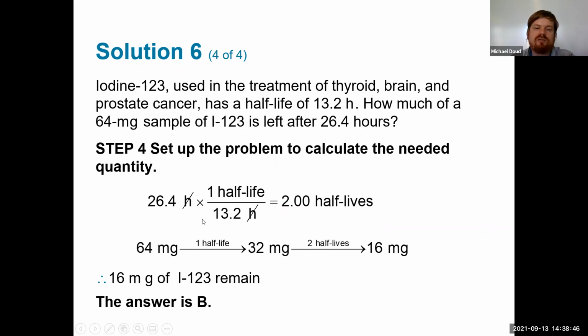So we take 64 after one half-life, turns into 32. After a second half-life, it turns into 16. So that tells us the answer is 16 milligrams of iodine 123 remain.